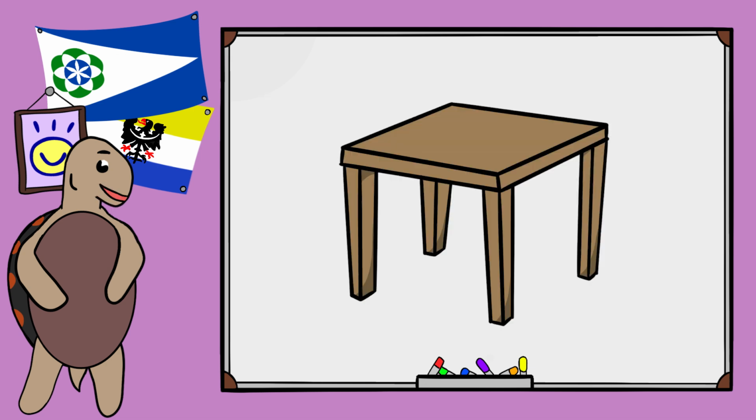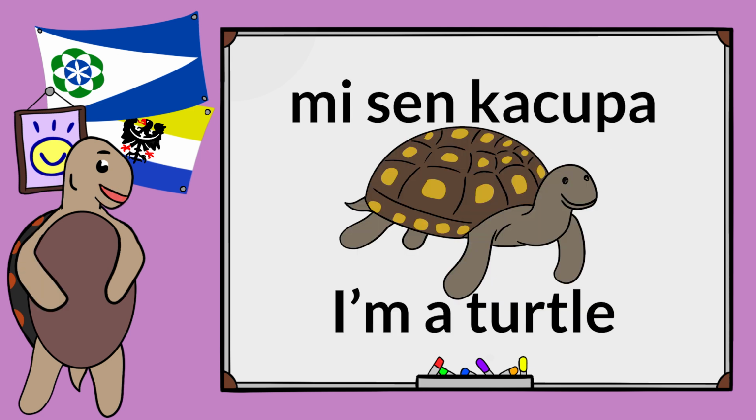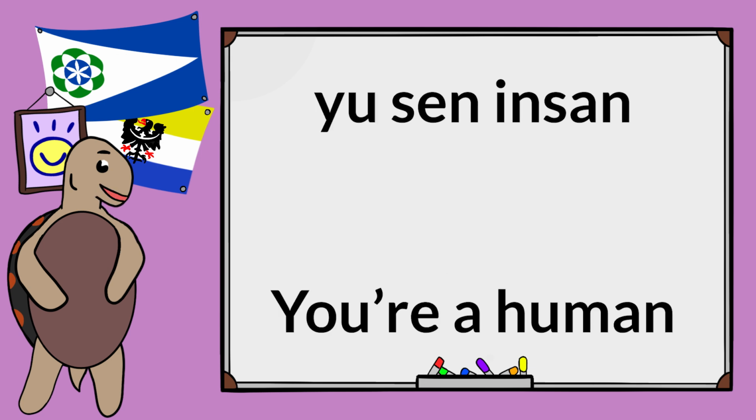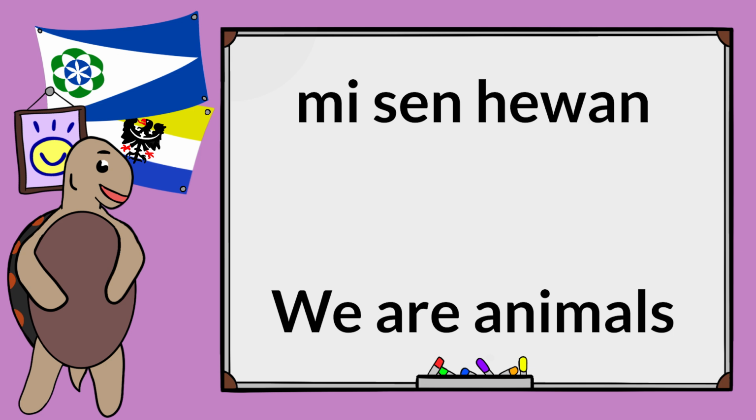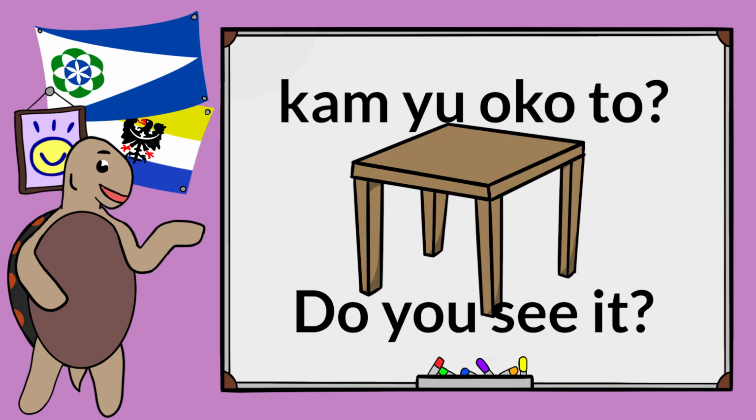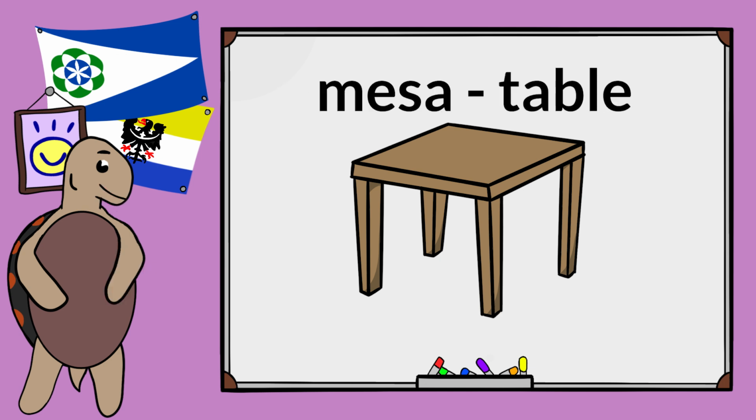You'd call a table mesa to. Unless it has eyes in the mouth, then you should call it te. Misen kachupa. I'm a turtle. You sen insan. You are a human. Imi sen hewan. We are animals. Kam you okoto. Do you see it? That's a mesa, a table. We call table to and not te because it's a thing and not living.